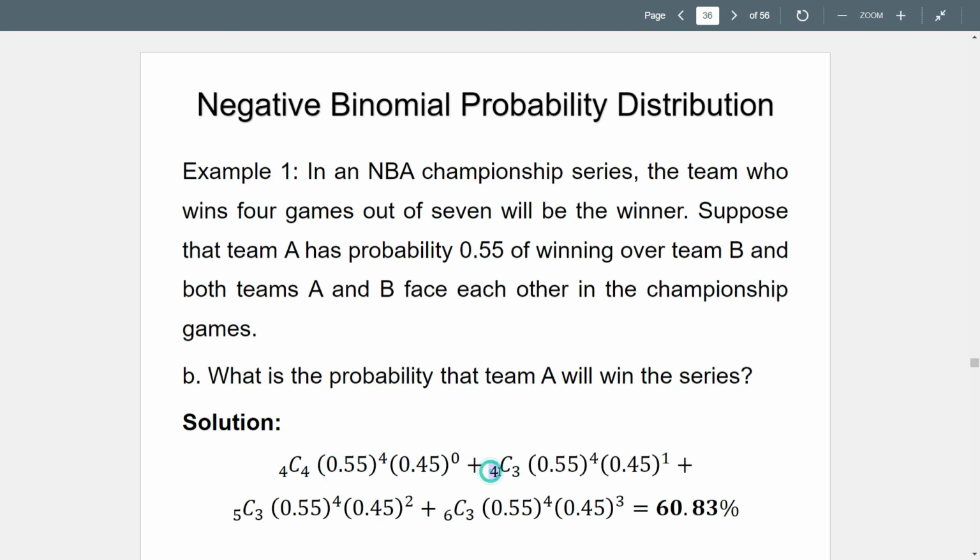Then this will be on the 5th game, so 5 minus 1, and then 4 minus 1. And then for this one, it is 4 minus 1, and then this will be 6 minus 1, then 7 minus 1, and then 4 minus 1. So you'll have a 60.83% chance of winning. So there's a correction here for 3C3.